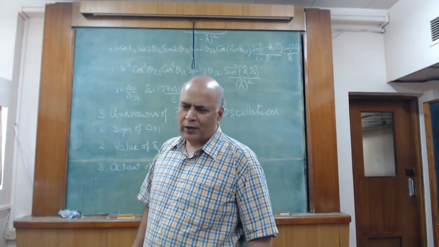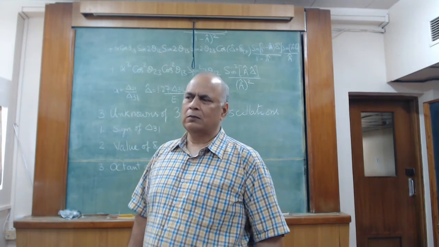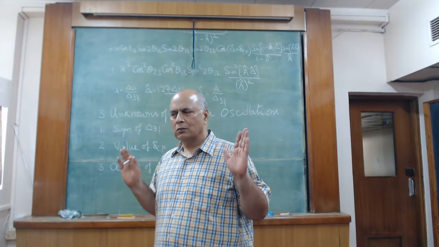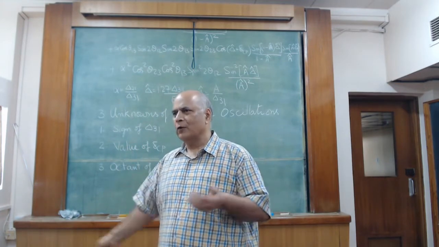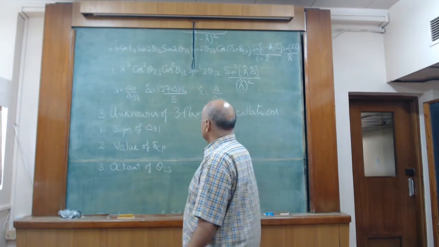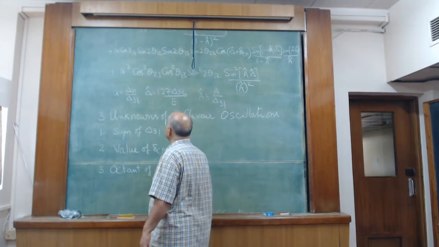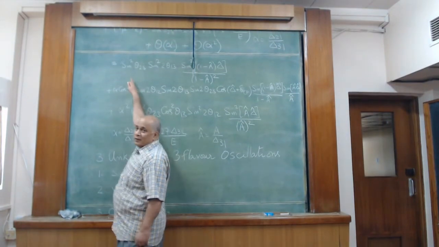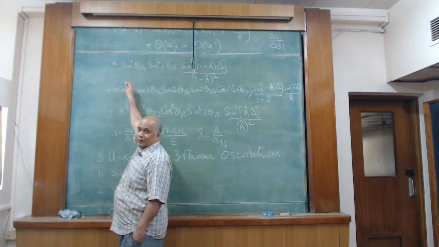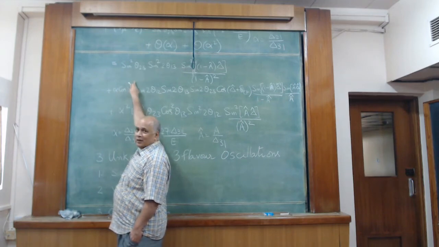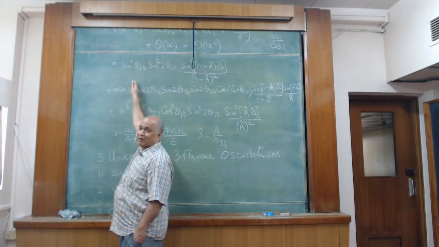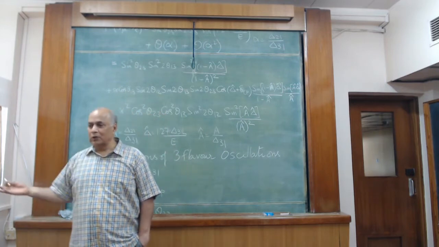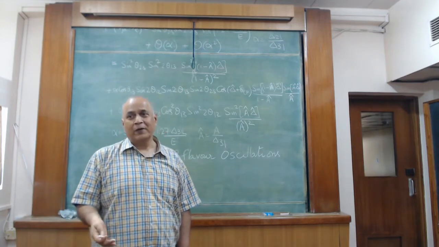Well, it is important from an experimental point of view, because you see there is a sine square theta 2 3 sitting there. So is it 0.35 or 0.65? That makes it a factor of 2 difference. So it is important from the point of view of experiment.